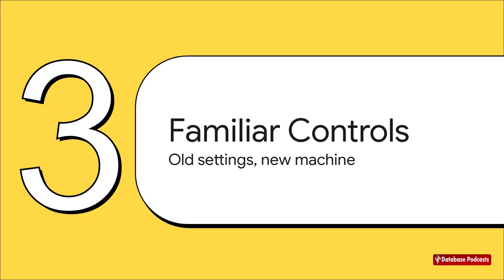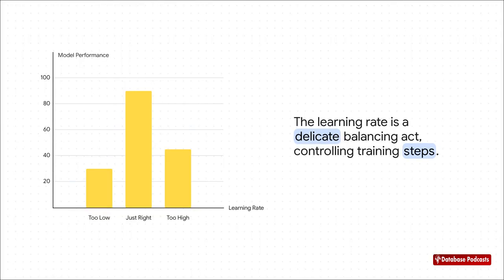All right, so we've set the number of layers, we've got the number of neurons, we've picked our activation functions. But what about those controls we already know about from simpler models, like the learning rate? How do they fit into this much bigger, more complex machine? Well, it turns out they're more important than ever. The learning rate, which is basically the size of the steps the model takes while it's learning, is a really delicate balancing act. If you set it too low, training will take forever. But if you set it too high, the model just overshoots the best answer, kind of bouncing all over the place without ever landing. Finding that sweet spot is absolutely crucial.